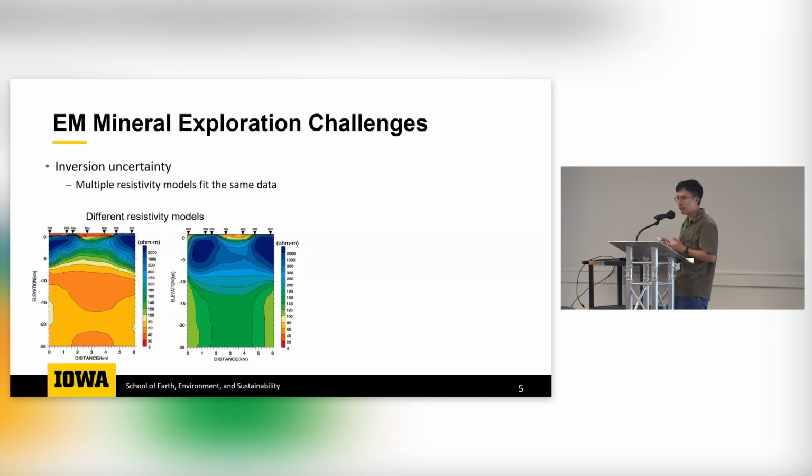The inversion always has problems. We have different resistivity models that can all fit what we observe on the surface, so there is a lot of uncertainty. We don't know which one to choose.